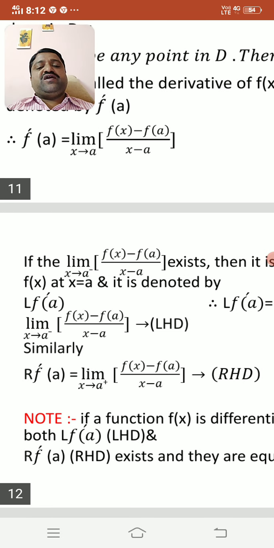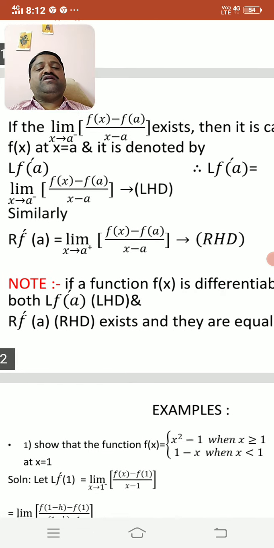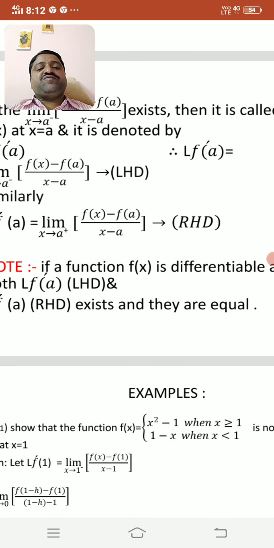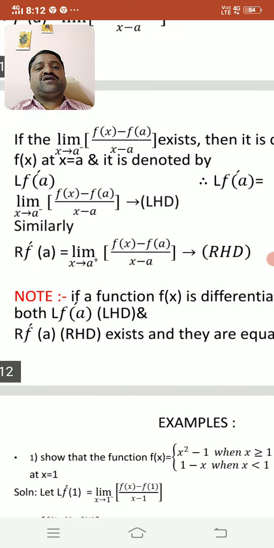L f dash of a is equal to limit of f of x minus f of a divided by x minus a as x tends to a minus, then it is called left hand derivative. Similarly, R f dash of a is equal to limit of f of x minus f of a divided by x minus a as x tends to a plus, then it is called right hand derivative. Note, a function f of x is differentiable at x is equal to a if both L f dash of a and R f dash of a exist and they are equal.